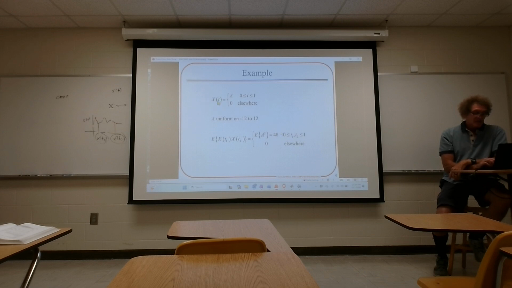First, if you look at that, it's the expected value of a squared, because only when you're between T1 and T2 are from 0 to 1. But then the expected value of a squared you have to calculate. Follow me? And that expected value is going to be 48 if it's uniformly distributed. You remember doing this, right?